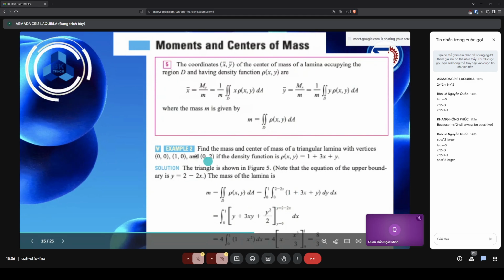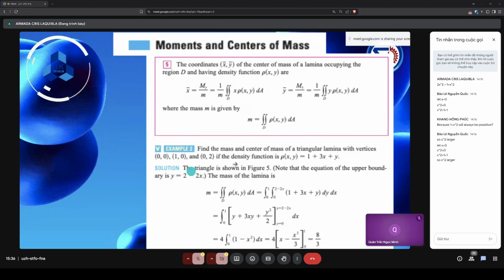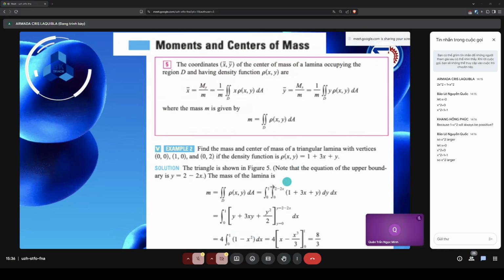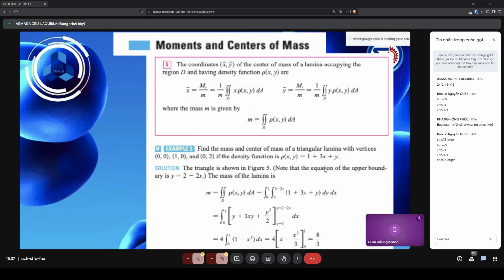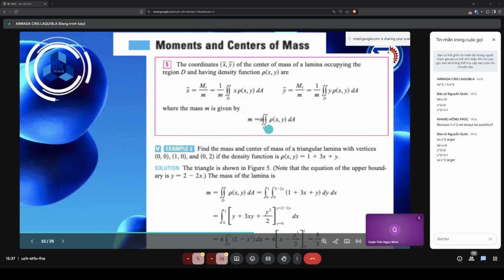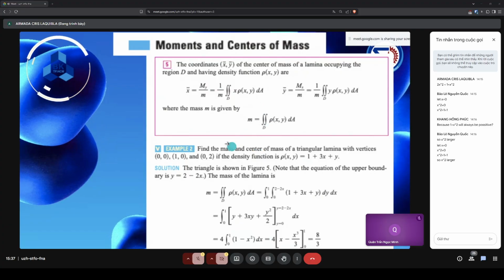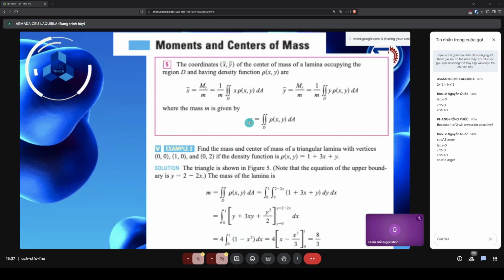Find the mass and center of mass of the triangular lamina with vertices. The three vertices are here. If the density function rho of xy is equal to 1 plus 3x plus y. And the formulas are there on top. So first, you have to solve the m first because you need it in your x bar and then your y bar. Okay, m here, class, is the mass. Find the mass, so that is your m.